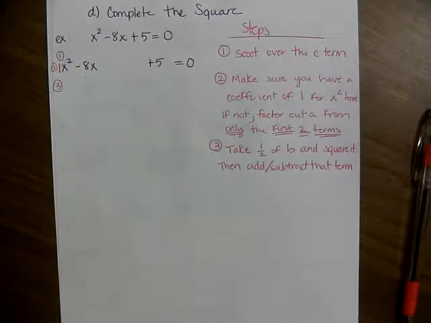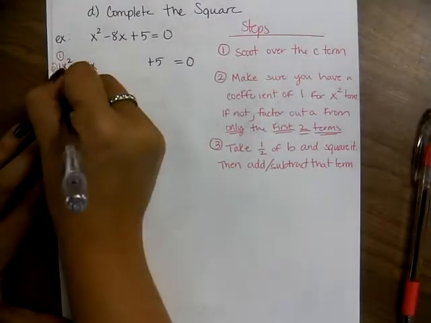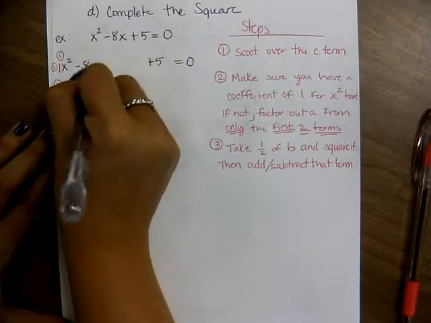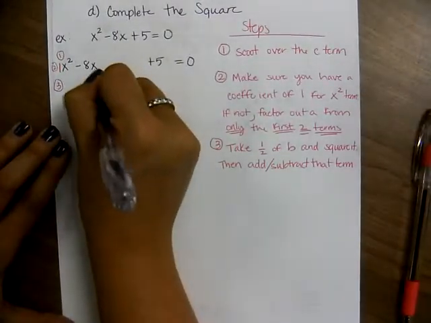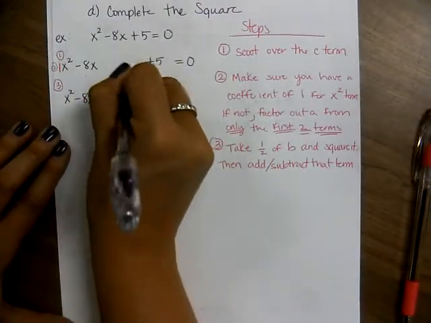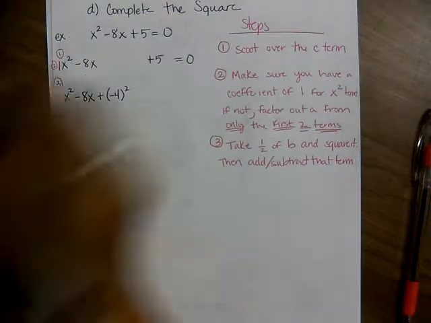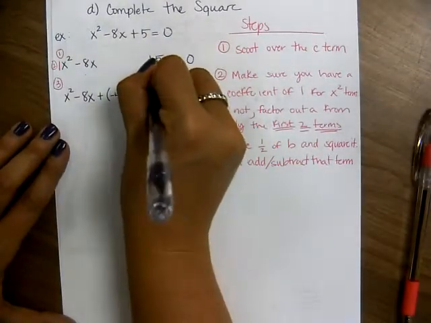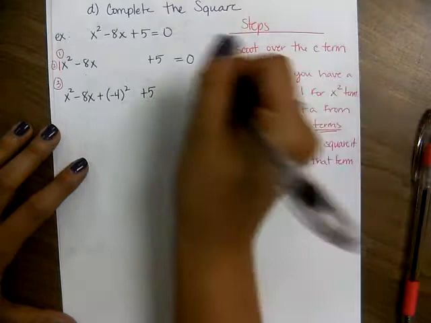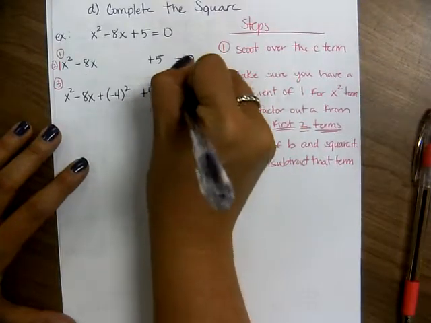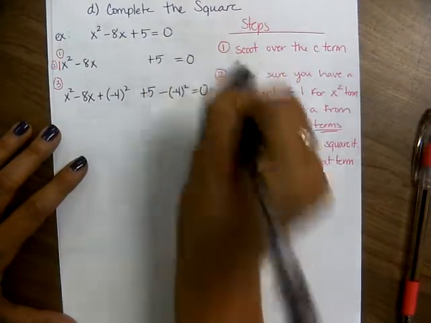You have to keep the equation balanced. So if I add 2, I have to also subtract 2 in order to really add nothing, right? It's keeping your equation balanced. I'm just changing the look of the equation in order to create this perfect square. So I get x squared minus 8x. Now I'm going to add a negative 4 squared. But remember, I still have this plus 5. I'm also going to subtract a negative 4 squared.